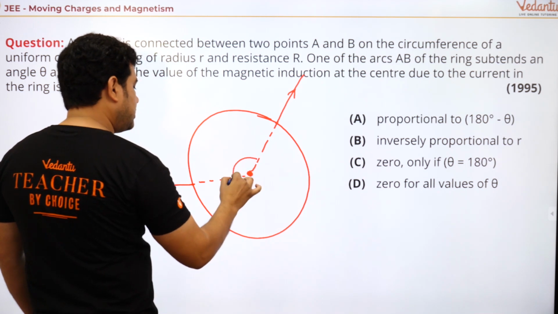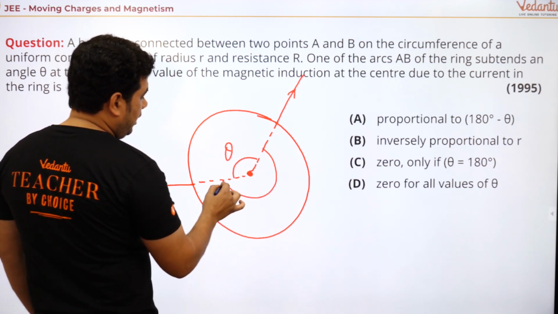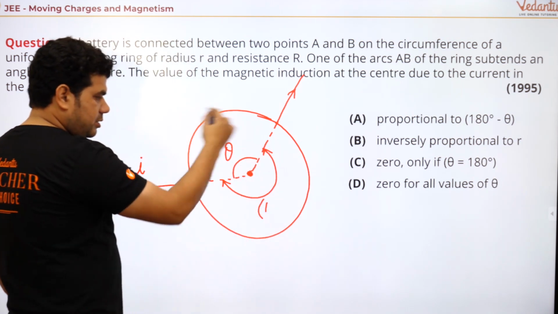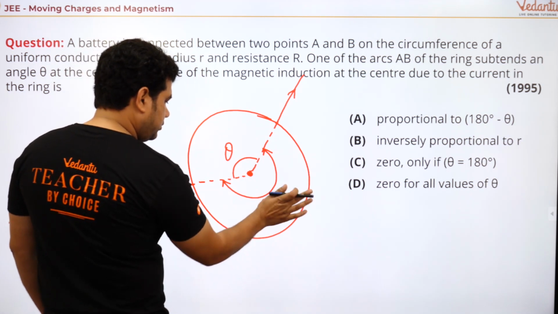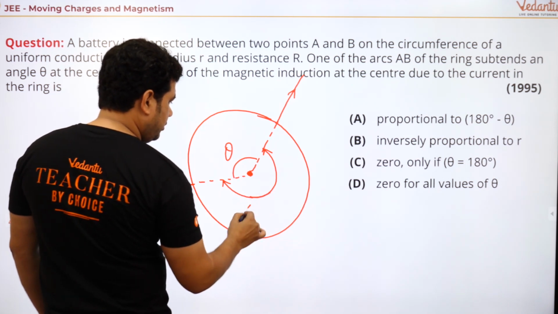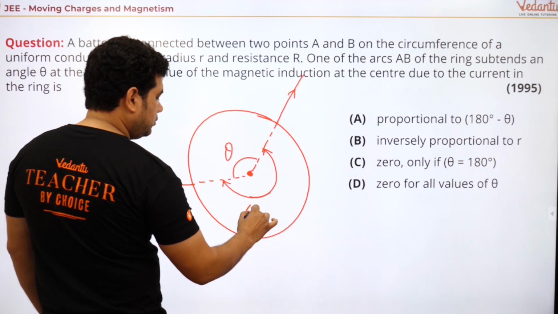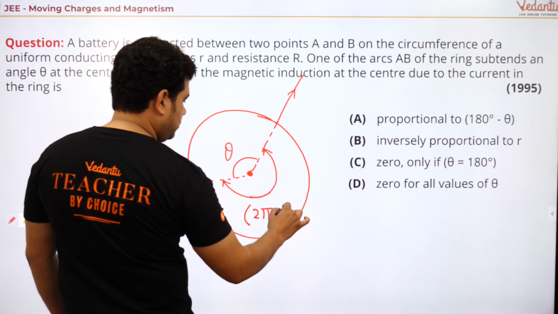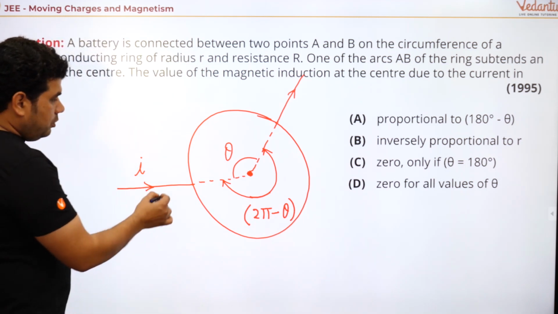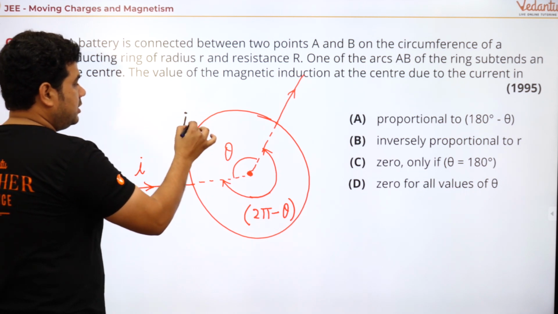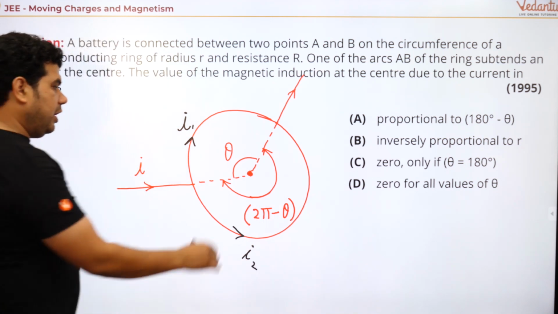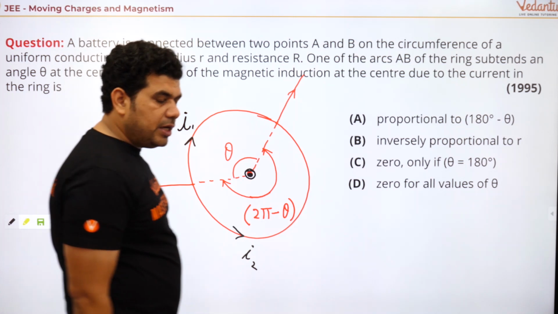This is the center. This angle is supposed to be theta, and this angle is also supposed to be, 180, this is 360, and this is 2 pi minus theta, we can say. Right? Now, what will happen? If current goes here, then some current goes like this, I1, and some current goes like this, I2. And what we have to find? We have to find the magnetic field at the center.